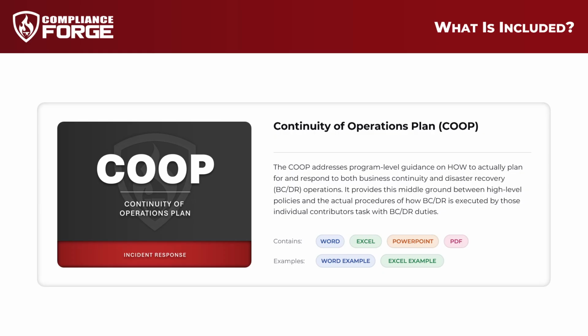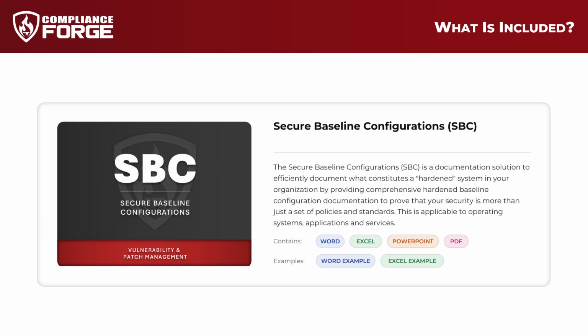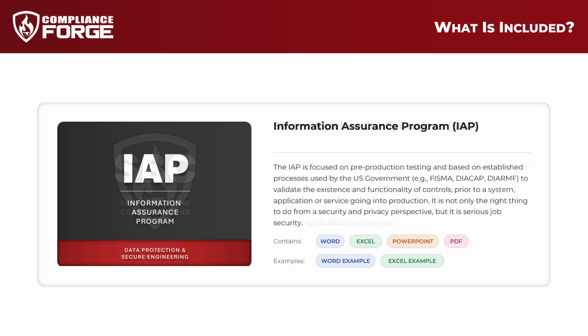and disaster recovery operations. The ninth is Secure Baseline Configurations, the documentation solution to efficiently document what constitutes a hardened system in your organization. The 10th is the Information Assurance Program, focused on pre-production testing to validate the existence and functionality of controls before a system goes into production.